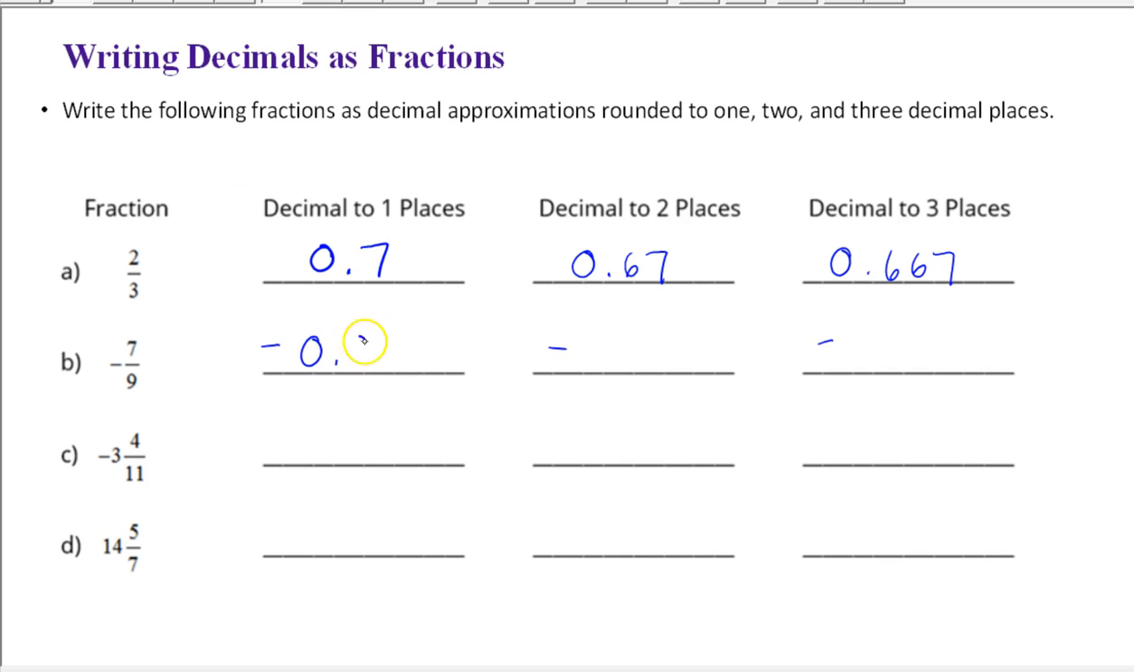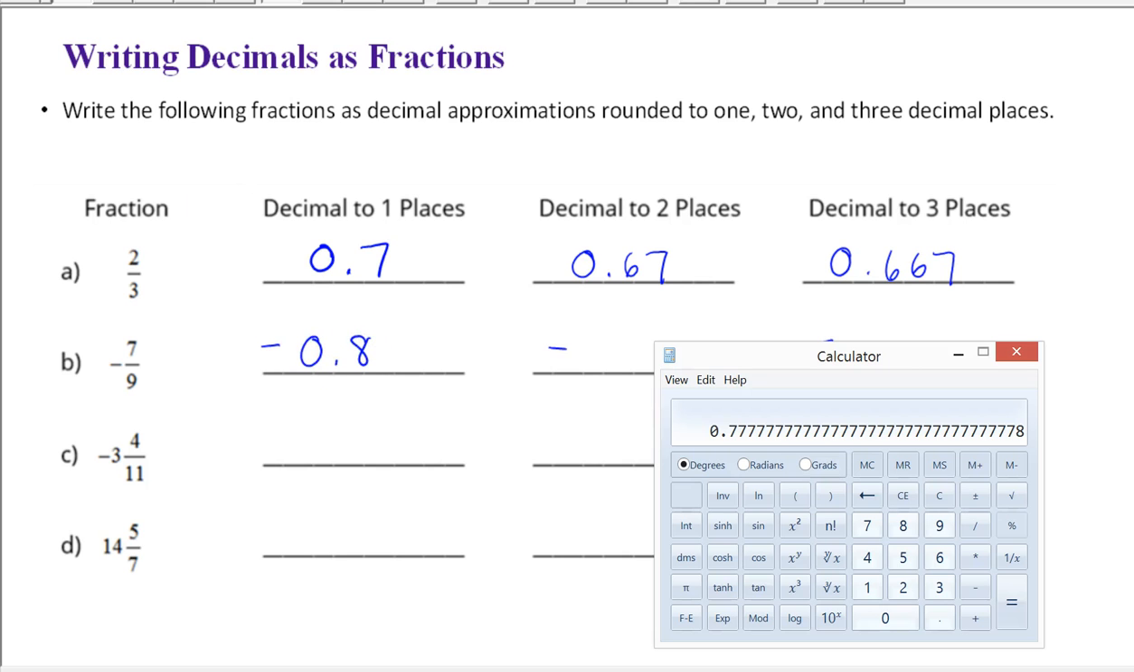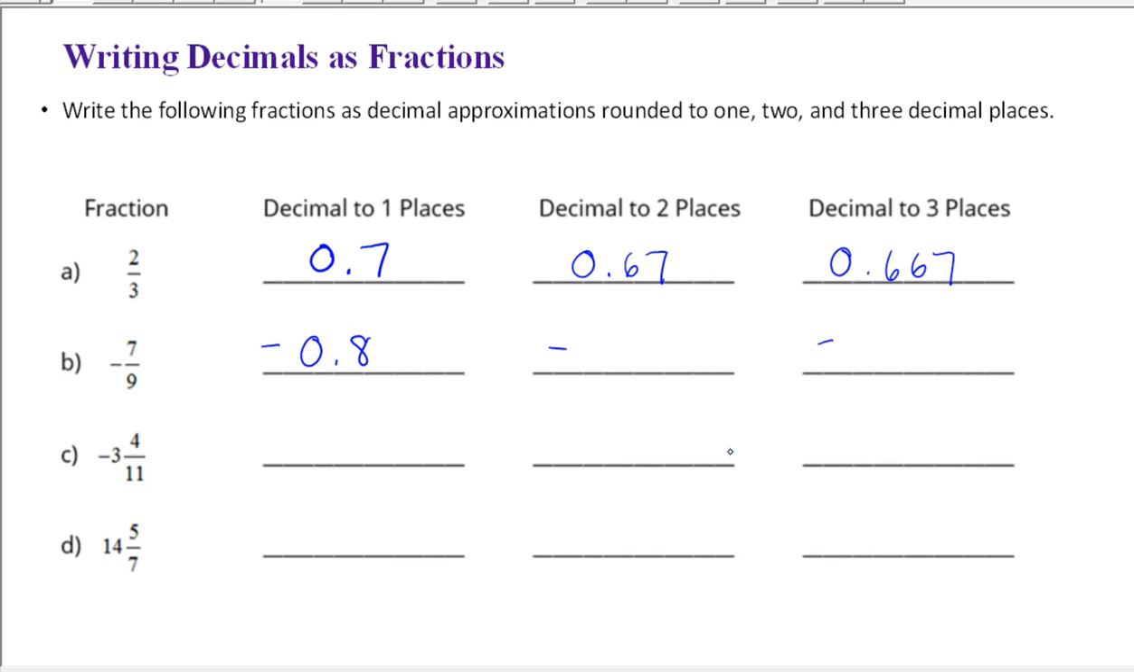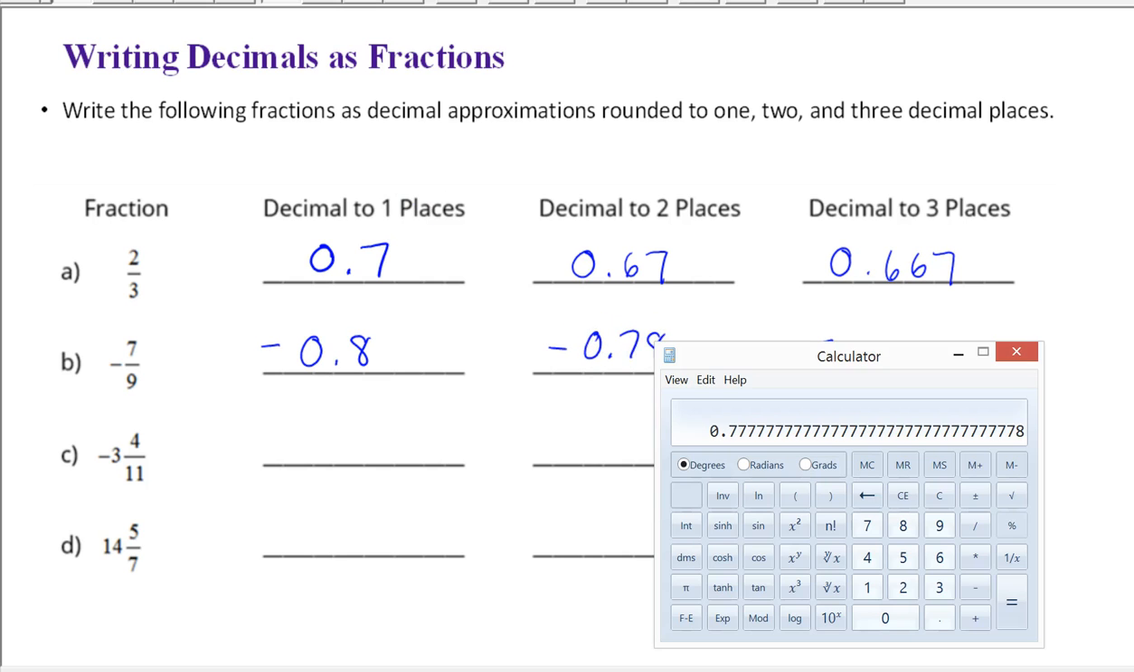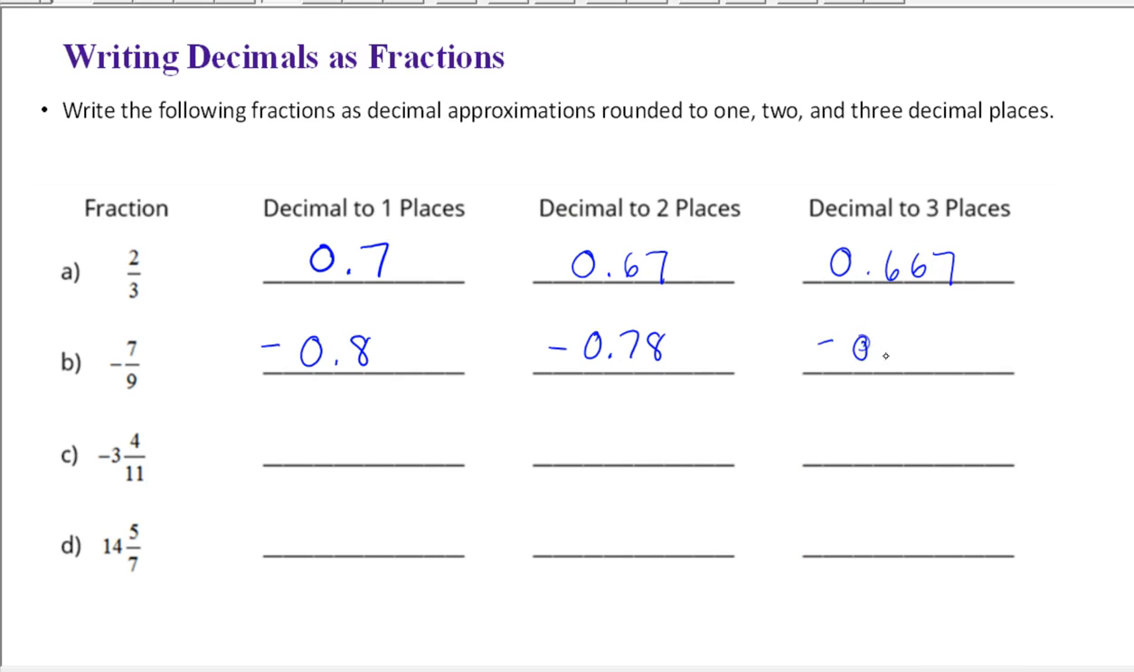And again, we have our negative sign already there. For 2 decimal places, the third place is 7, so we round up to 0.78 with the negative sign out front. And finally, 3 decimal places, the fourth is also 7, so we round up to 0.778. Again, for each one, look at the calculator expansion. Don't look at the previous one. Notice this has a 7 in the hundredths place, and this one has an 8 in the hundredths place, so it can change. Okay, now we have a mixed number.